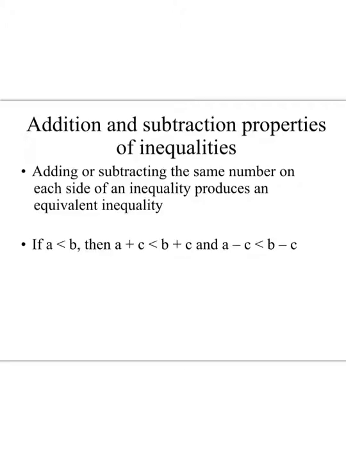These are the properties that deal with the addition and subtraction of inequalities. And basically, the property just says, if I add or subtract the same number on both sides of the inequality, then I'm good. As long as I do the same thing to both sides of the inequality, just like I do with the same side of an equation, we end up getting equivalent equations. We end up with something that is mathematically equal.